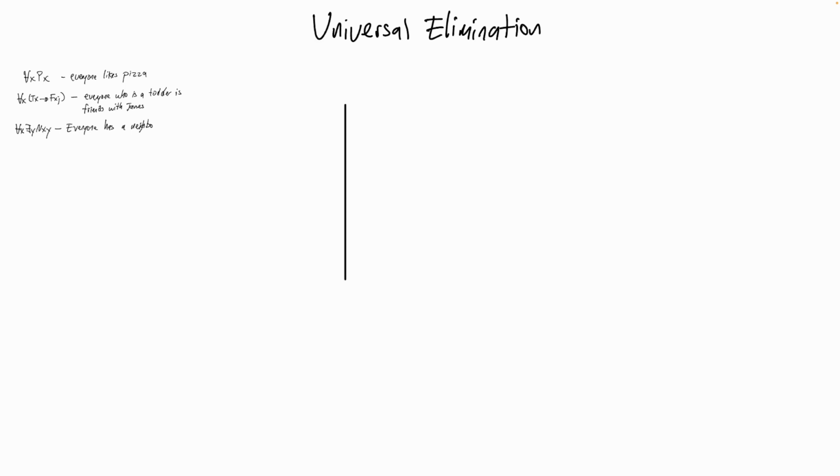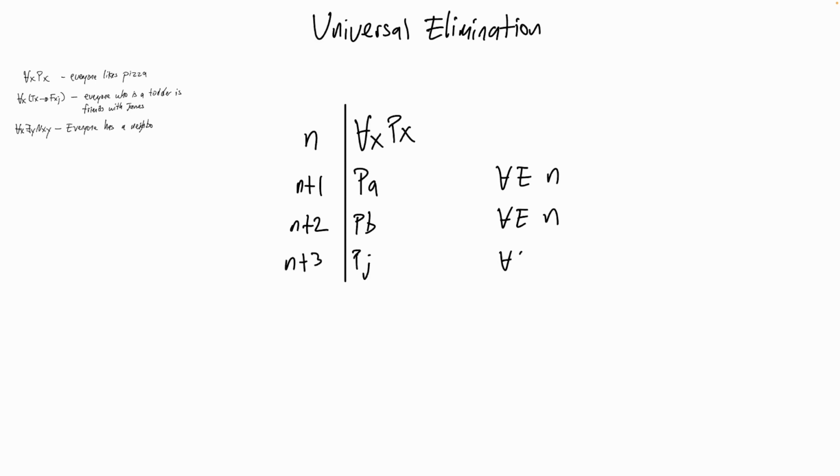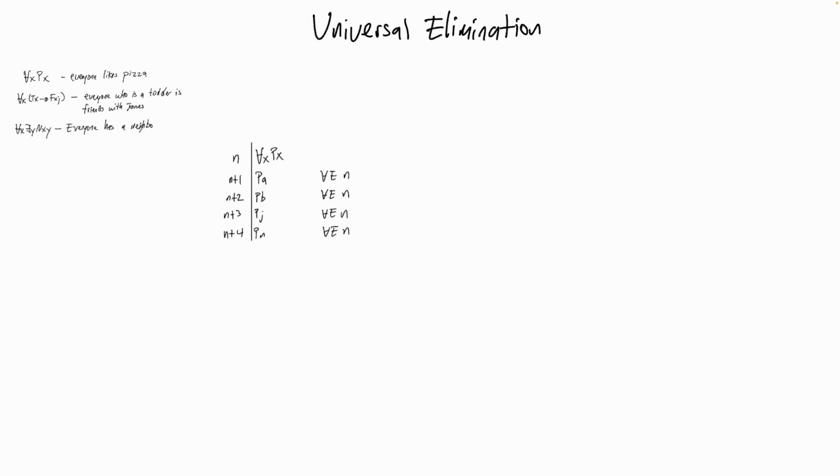For example, if you have for all x Px, everyone likes pizza, then you can conclude Pa, Alex likes pizza. You can conclude Pb, Bob likes pizza. You can conclude Pj, James likes pizza. You can conclude Pn, Naveen likes pizza, and so on and so forth.